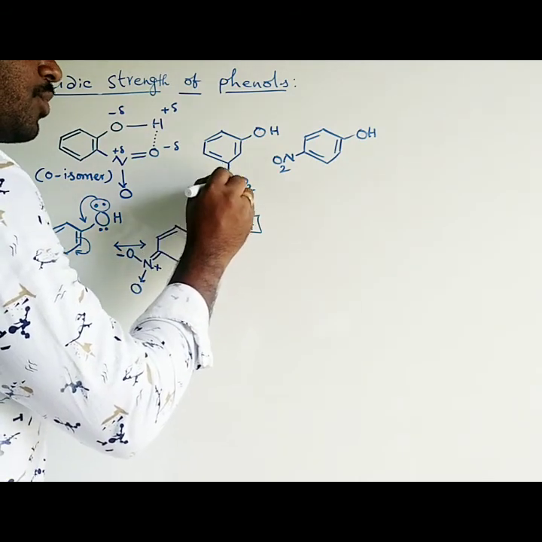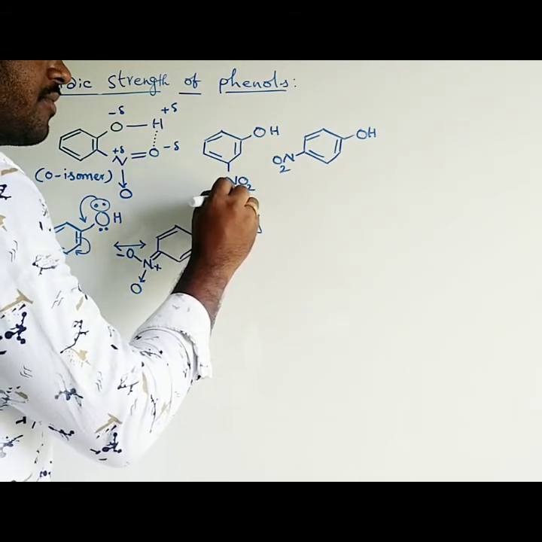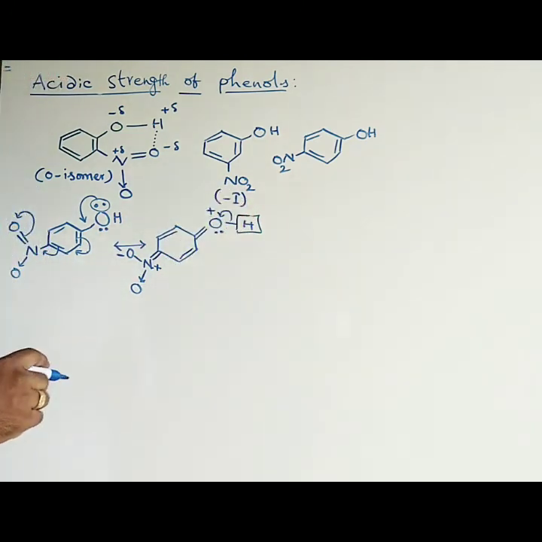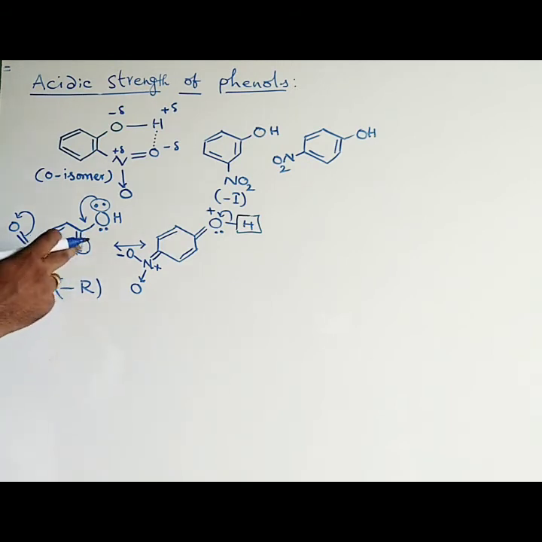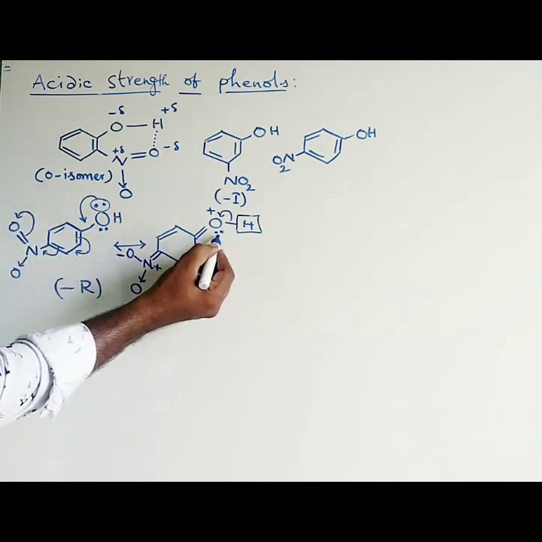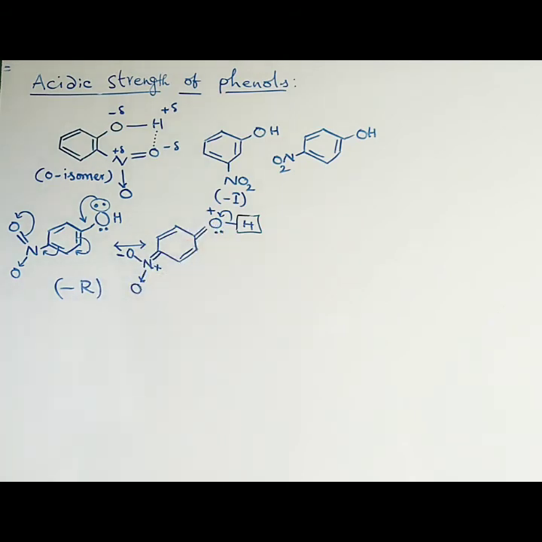So this NO2 group here will show only minus I effect, but not minus R effect. In this case, the NO2 group is causing minus R effect. By minus R effect, the electron density on benzene is decreased by NO2 group. As a result, the benzene is pulling the lone pair of electrons onto benzene. As a result, the oxygen is suffering from electron deficiency, which may be rectified by pulling away the OH sigma bonded electrons, and that causes increased acidic strength of the phenols.